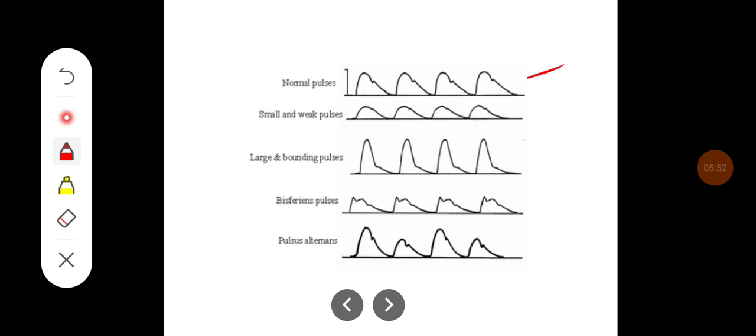Similarly, the arterial pulse trace can be like this in normal. When there are small and weak pulses, the arterial tracing looks like this. In large bounding pulses, like in hyperdynamic circulation, fever or thyrotoxicosis, it is seen like this. In bisferiens pulses, the tracing looks like this, and in pulsus alternans, you can see the double wave at the height of contraction.